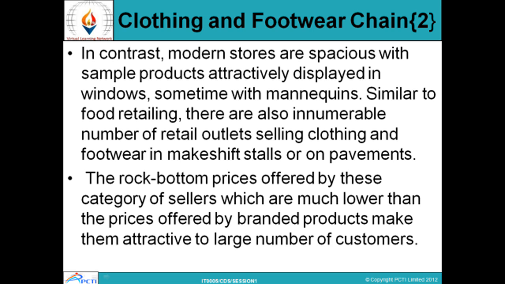So the modern stores are filled with attractively displayed products either on mannequins or in windows, and there are also sellers selling clothing and footwear in makeshift stalls, and their prices are basically low, which attracts a lot of people.